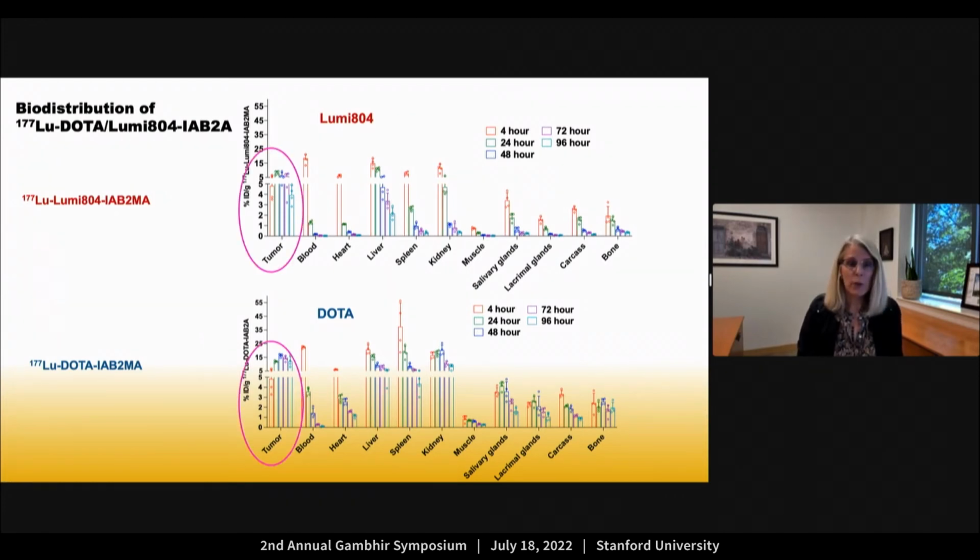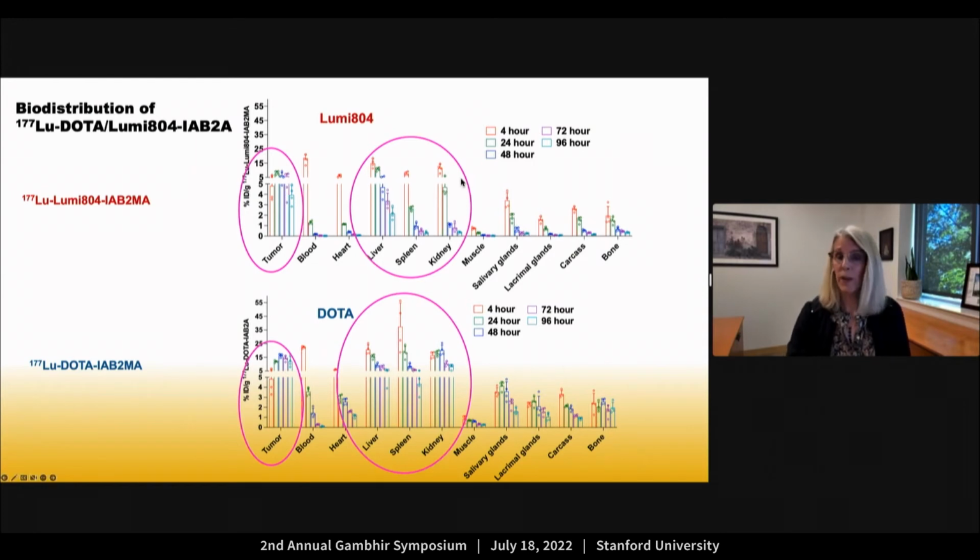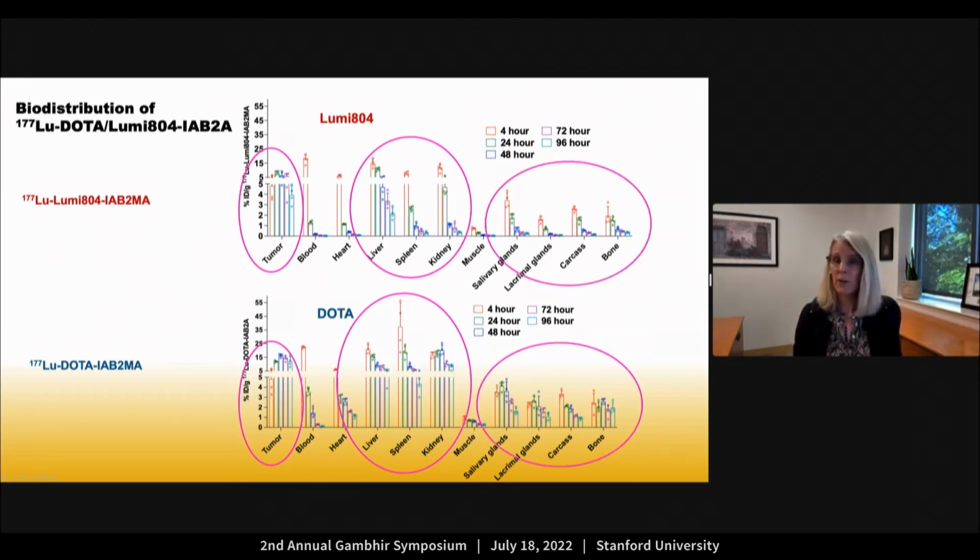One thing we noticed with the DOTA is that we actually do get higher tumor uptake with the DOTA conjugate than we do with the Lumi-804. However, we are also getting higher uptake in the non-target tissues that include the liver, spleen, and kidney. And since we're targeting PSMA, we also looked at the salivary and lacrimal glands, and also bone. Bone is a really good indication of stability, and we're seeing high bone uptake with the DOTA chelator. We're also seeing higher uptake in the salivary and lacrimal glands, and we're seeing clearance out of these tissues, which tend to be areas where we see toxicity with some of the PSMA targeted agents.